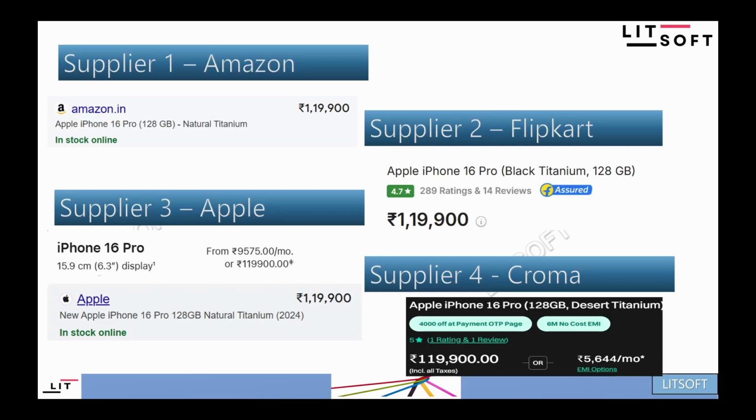This is the material, iPhone, and this is the information about supplier 1, Amazon. If you see, 128 GB 16 Pro, natural titanium. Supplier 2 is Flipkart, with the same variant, at 1,19,900. And this is supplier 3, the Apple store, let's say. The Apple store has it in stock, so we'll have the same thing here.